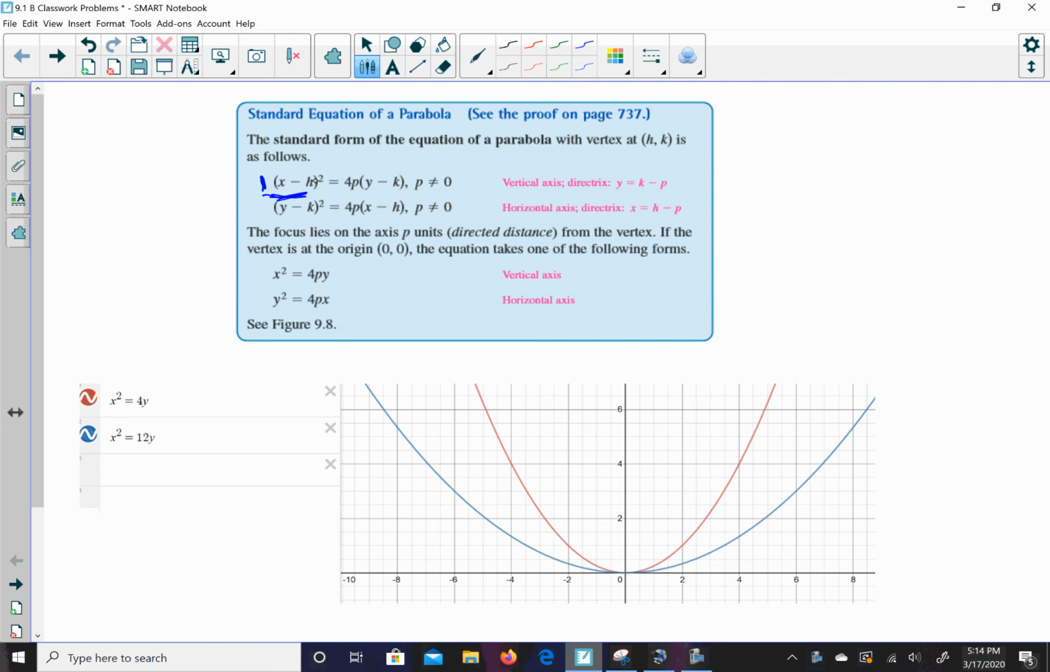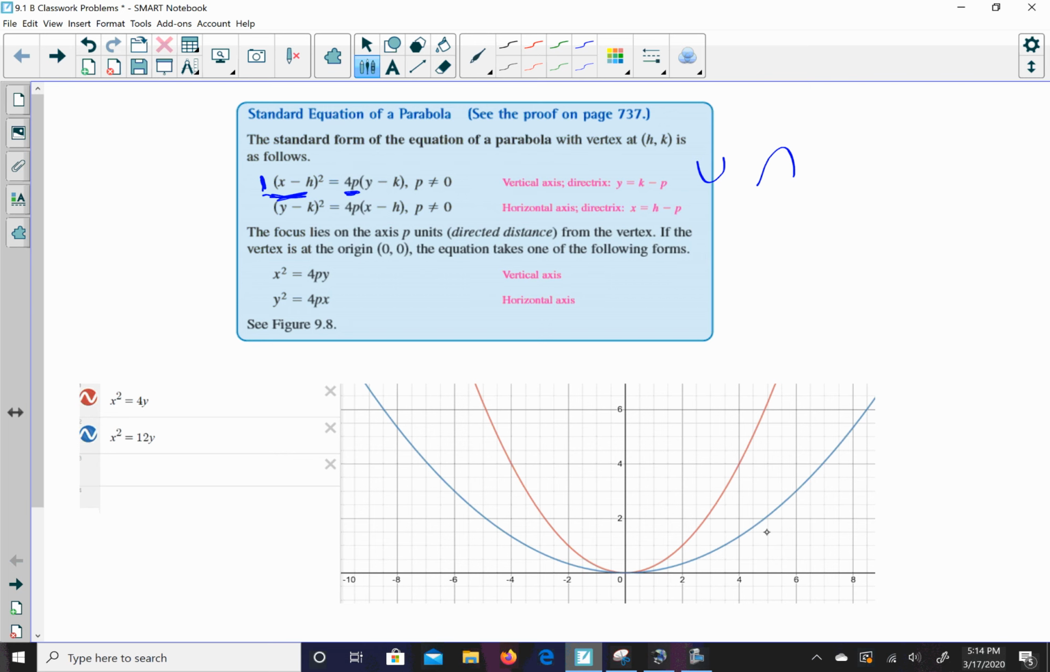If the x is squared, it's a parabola that you're used to. It'll go up or down, depending on whether that 4p is positive or negative. That p, the coefficient in front of your linear term, is going to determine how wide the parabola is.